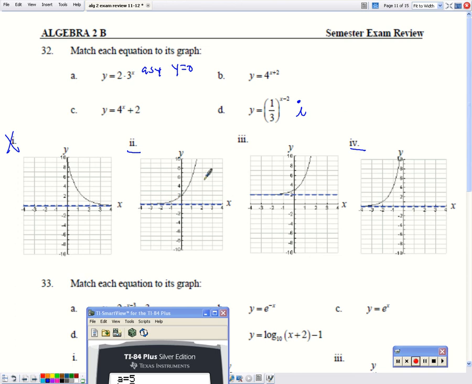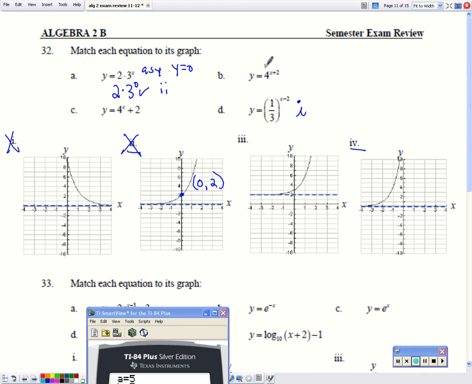So what I'm going to do is look. Here I have the point 0, 2. And here I have the point not 0, 2. So let's see if the point 0, 2, because I can see it real clearly on my graph, matches up. So we have 2 times 3 to the 0. Well, 3 to the 0 is just 1, and 2 times 1 is 2. That works. That means this matches up with graph 2.